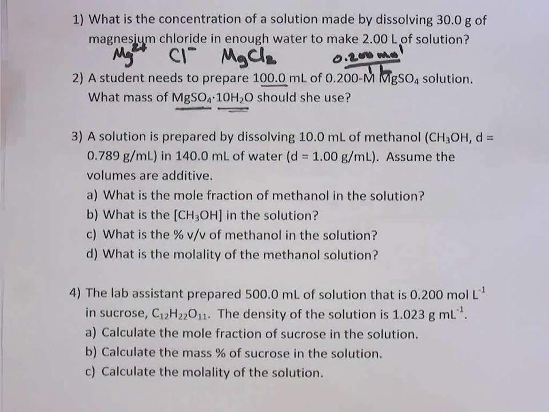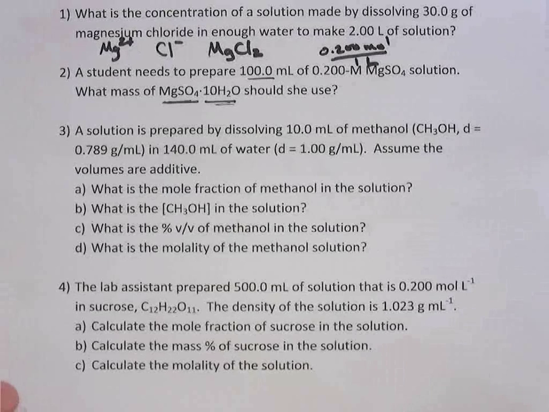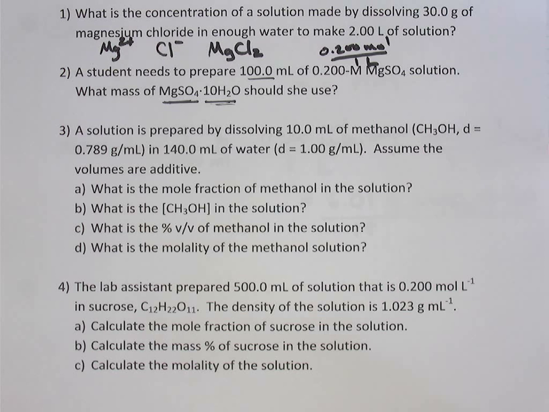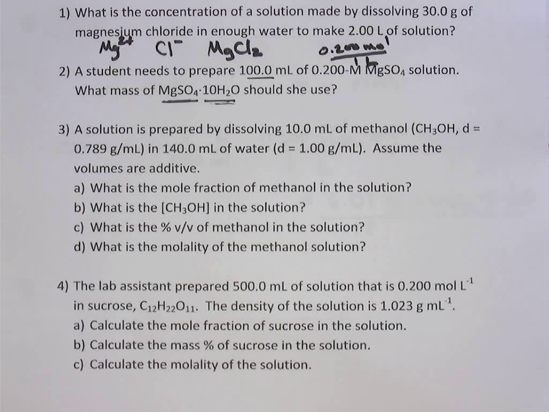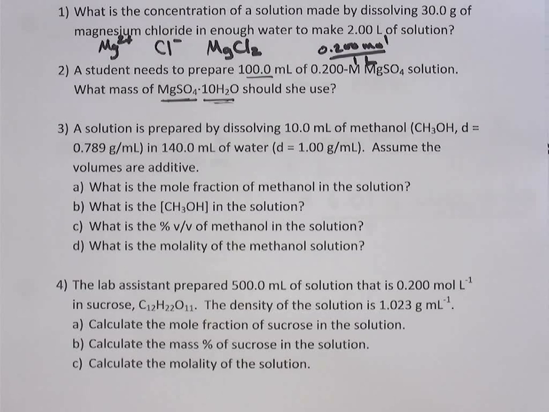Question number 3 is a more complicated multi-step problem. We're told that a solution was prepared by dissolving 10.0 milliliters of methanol. Methanol's formula is CH3OH. We're told its density is 0.789 grams per milliliter in 140.0 milliliters of water, whose density is 1.00 grams per milliliter. We can assume that the volumes are additive.